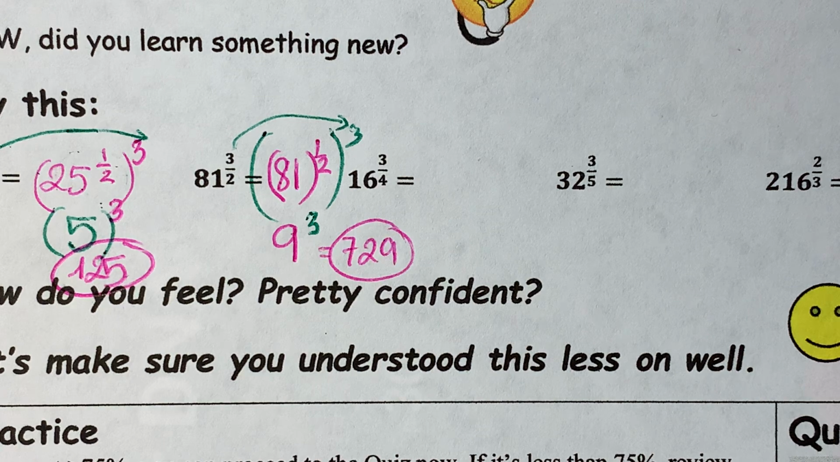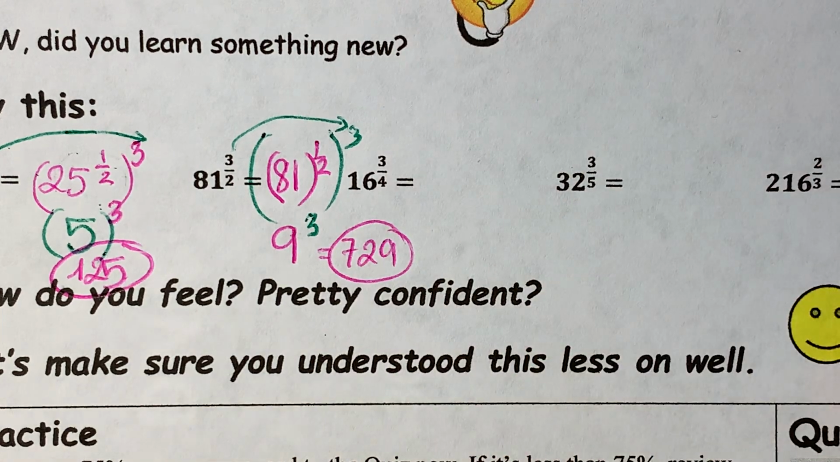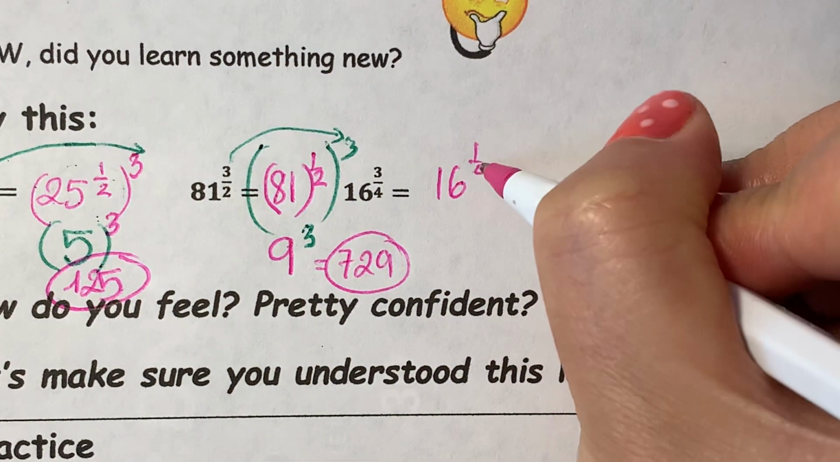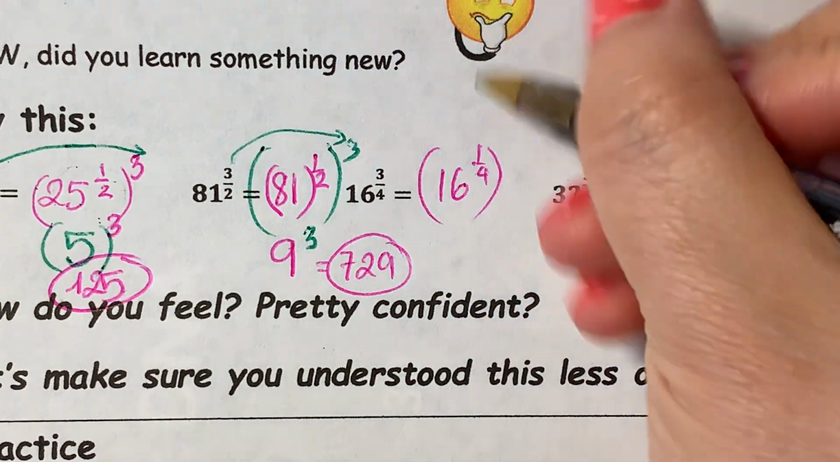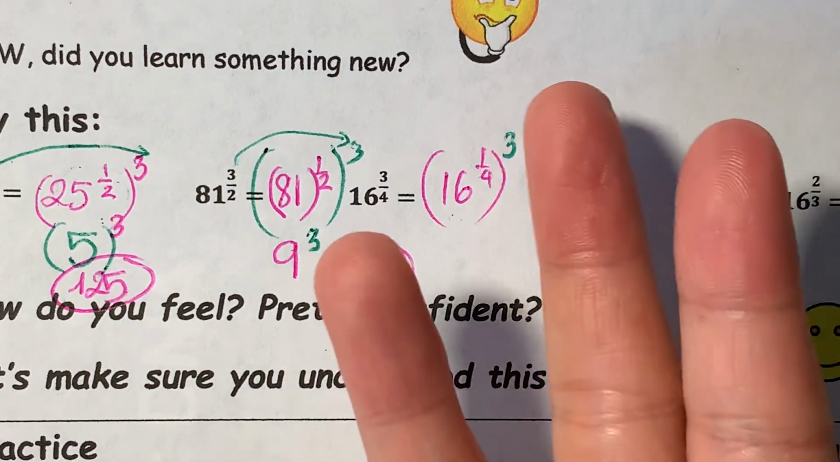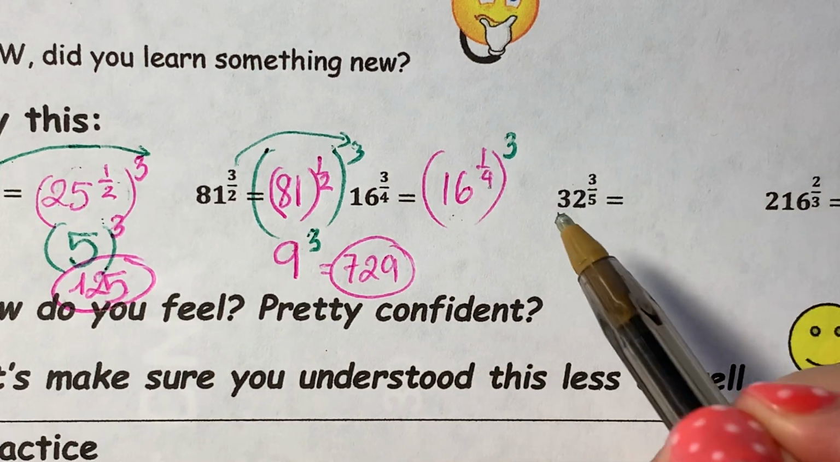Okay, that's the second example. The third, we have 16 to the 3/4. Same thing. 16 to the 1/4. Take out the root first, and then raise it to the 3rd power. Now, what number multiplied by itself 4 times will give you 16?